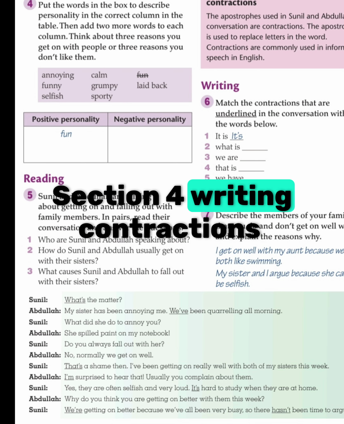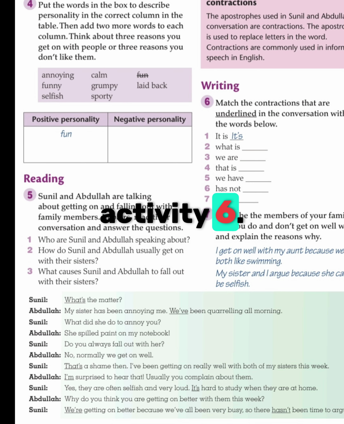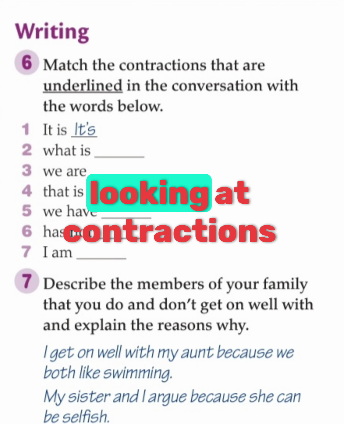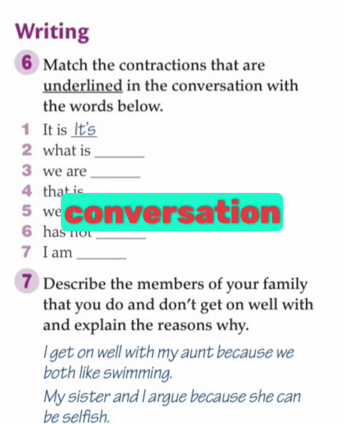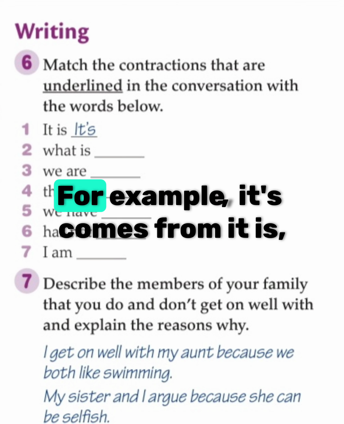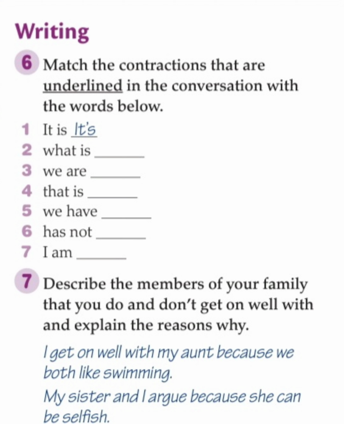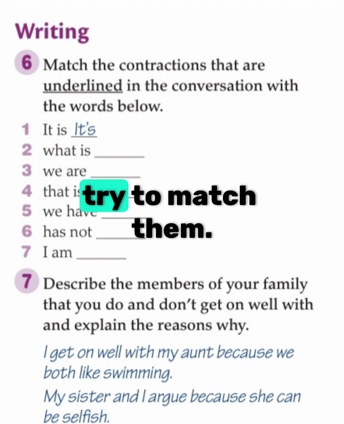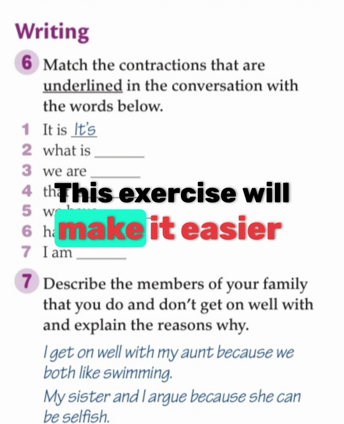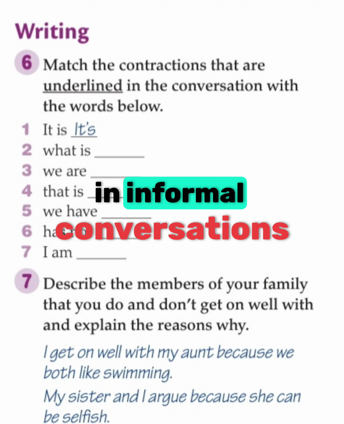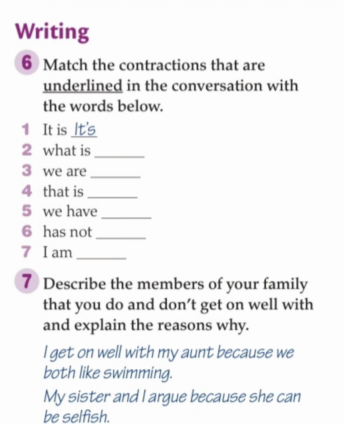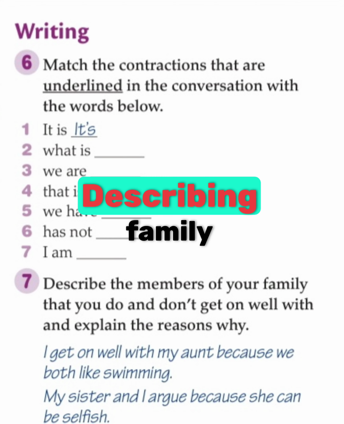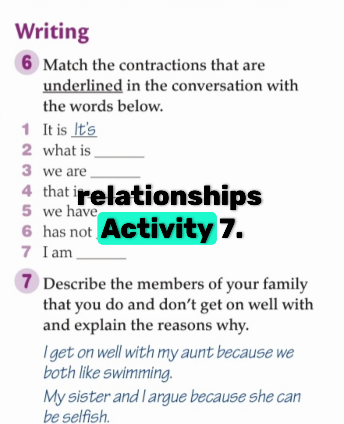Section 4. Writing. Contractions, Activity 6. In the writing section, we're looking at contractions again. Here, you need to match the contractions from the conversation with the words given below. For example, it's comes from it is and we've comes from we have. Go through each one carefully and try to match them. This exercise will make it easier to understand contractions in informal conversations, which will help improve your English fluency and confidence.